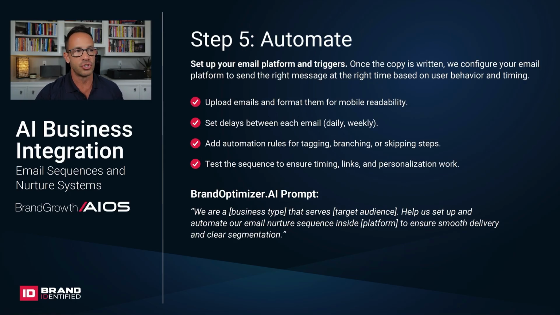Step number 5 is to automate. Set up your email platform and your triggers. Once the copy is written, we configure your email platform to send the right message at the right time based on user behavior and timing. So upload emails and format them for mobile readability. Set delays between each email, whether that's daily or weekly. Add automation rules for tagging, branching, or skipping steps. And test the sequences to ensure timing, links, and personalizations all work. And then I've given you another BrandOptimizer.ai prompt for step number 5 to help you out there.